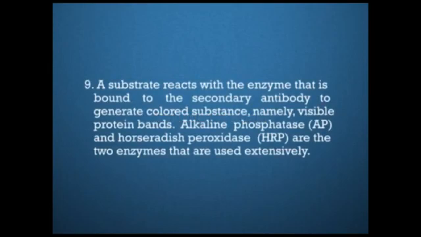In the next step of the Western blotting process, we have the detection of signals. A substrate reacts with the enzyme that is bound to the secondary antibody to generate colored substance, namely visible protein bands. Alkaline phosphatase and horseradish peroxidase are the two enzymes that are used extensively.